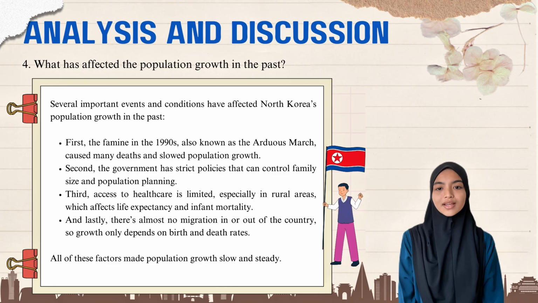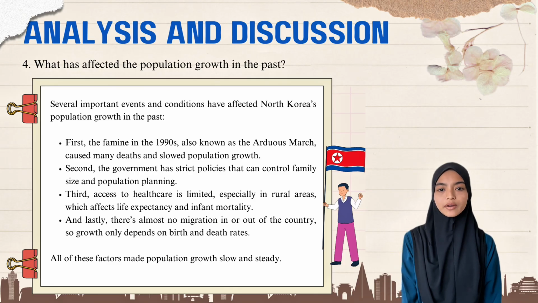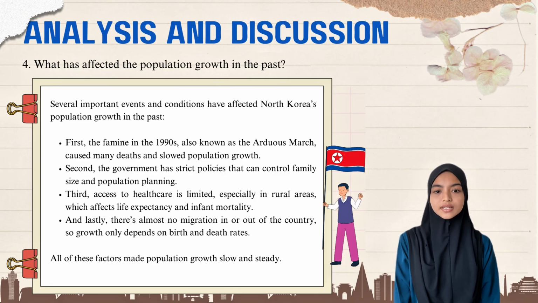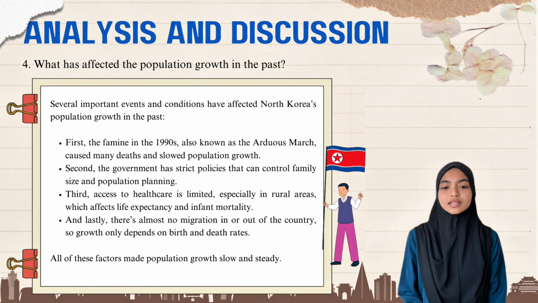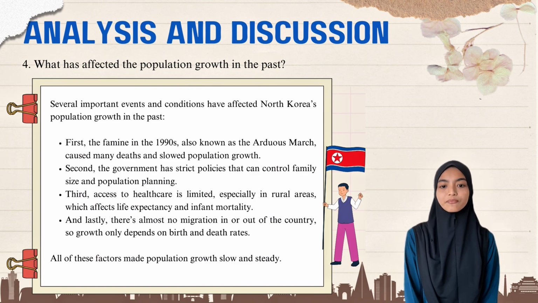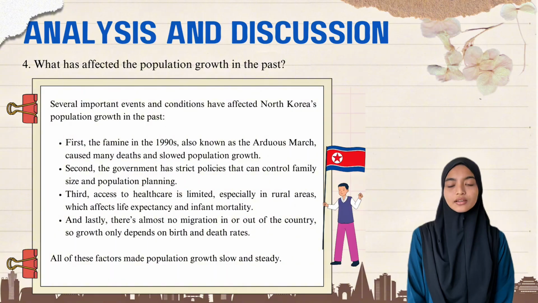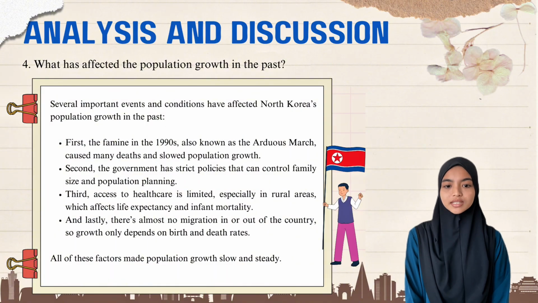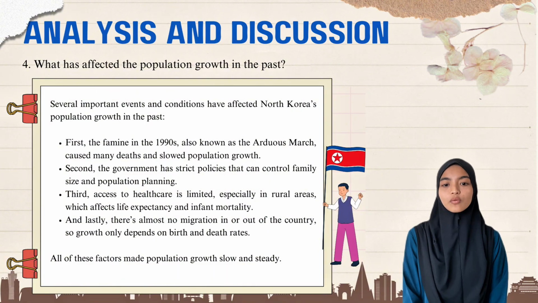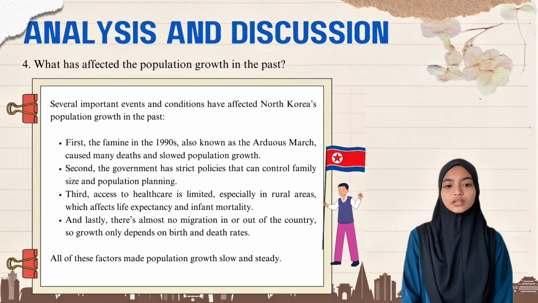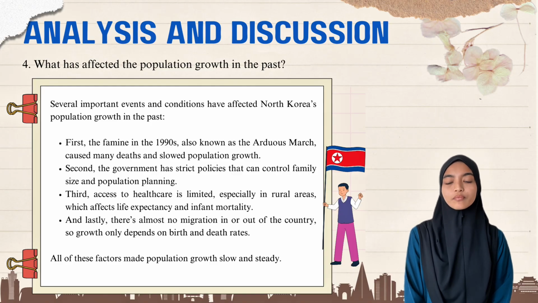Several important events and conditions have affected North Korea's population growth in the past. First, the famine in the 1990s, also known as the Arduous March, caused many deaths and slowed population growth. Second, the government has strict policies that can control family size and population planning. Next, access to healthcare is limited, especially in rural areas, which affects life expectancy and infant mortality. And lastly, there's almost no migration in or out of the country, so growth only depends on birth and death rates.